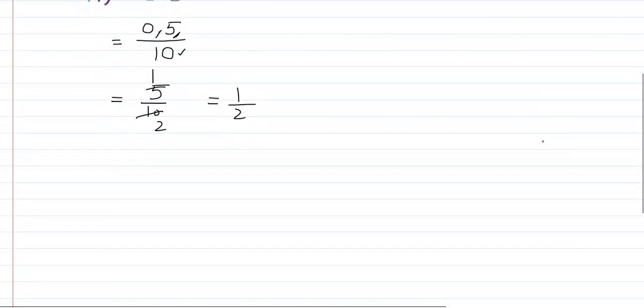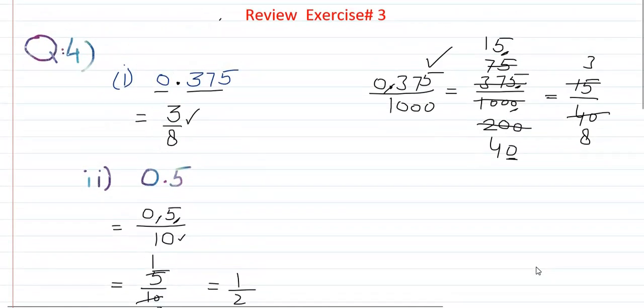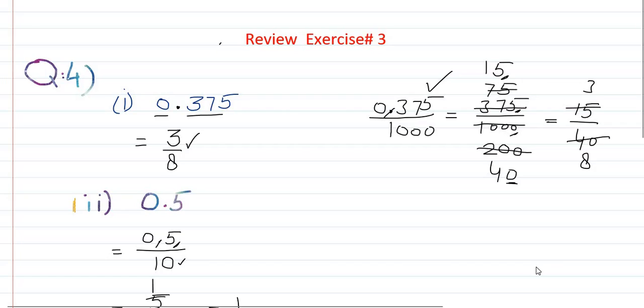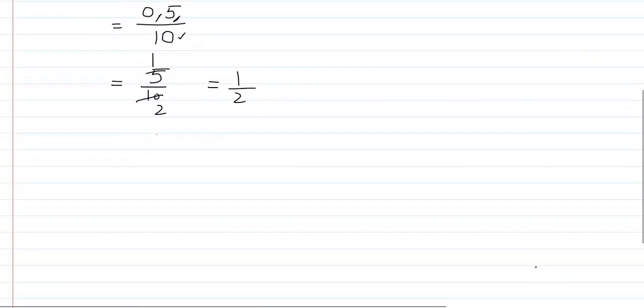Now I am solving part number, sorry, this is part number not 2, this is part number 3. Correct it. Now I am solving part number 7. The remaining parts are too easy, you can solve them yourself.